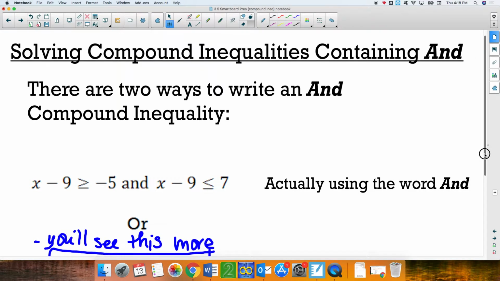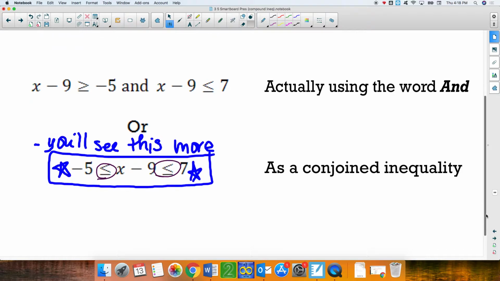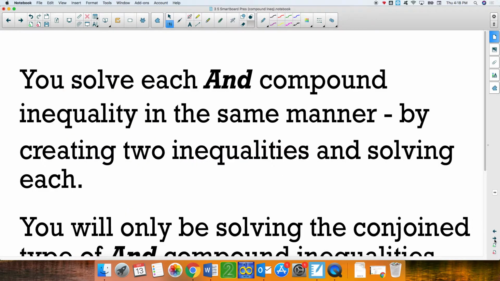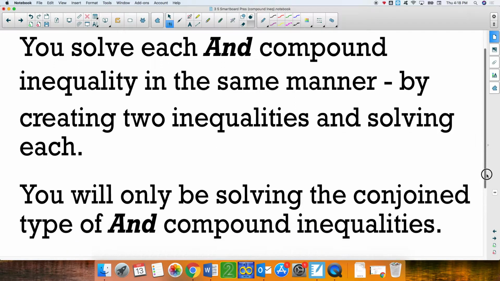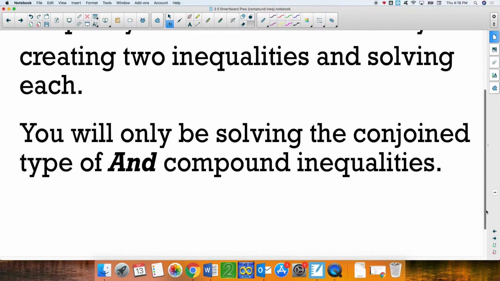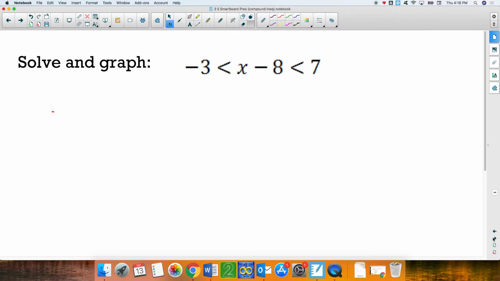If it's an and inequality, sometimes you'll see it written with the word and. Most of the time, you're going to see it written like this. Notice there is no word and here. We will look at an example of how you will separate this into two inequalities. You solve each compound inequality in the same manner. You're going to create two inequalities and you're going to solve each. We will look at how this works.